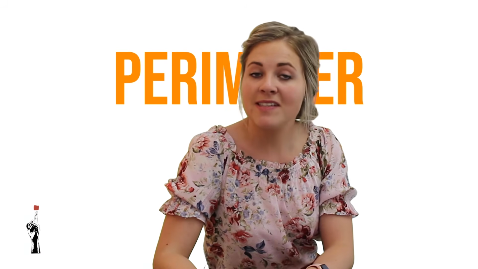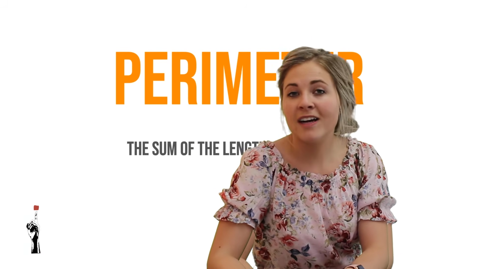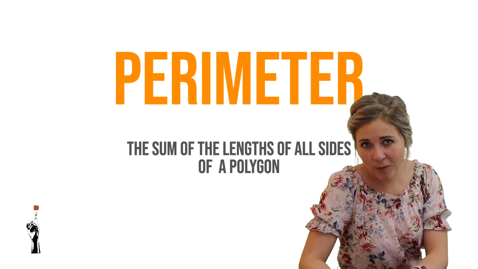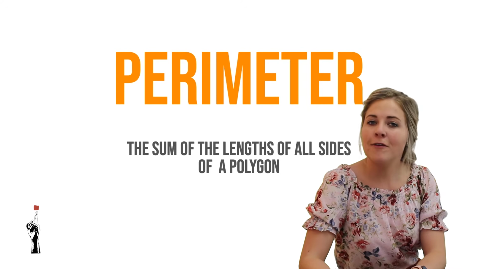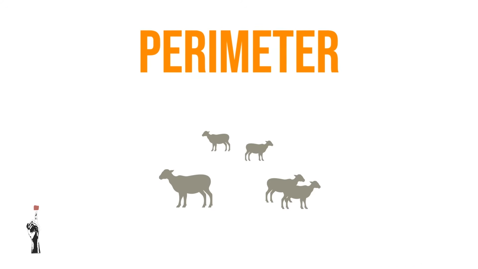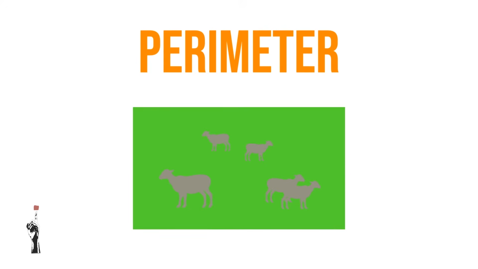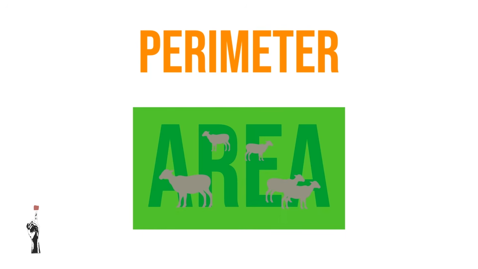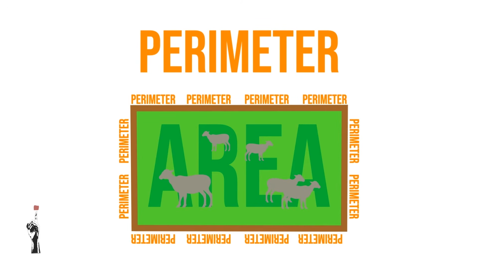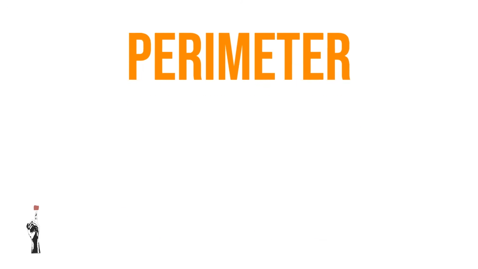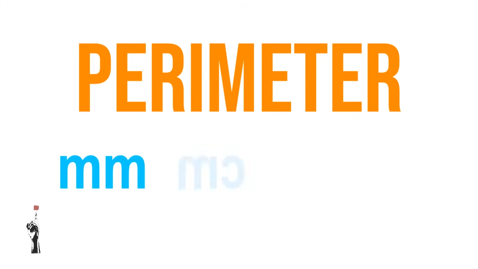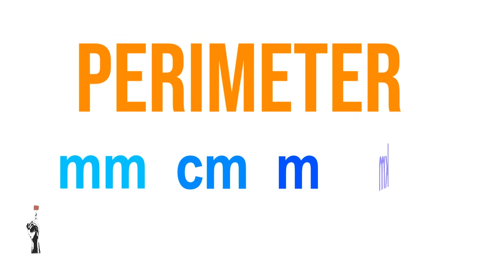The perimeter is the sum of the lengths of all of the sides of the specific shape that we are working with. Let's say, for instance, we have a few sheep in a sheepfold. There, where the sheep can eat the grass on the inside of the sheepfold, is the area, and the fence of this sheepfold is the perimeter. We measure perimeter in millimeters, centimeters, meters, or kilometers.